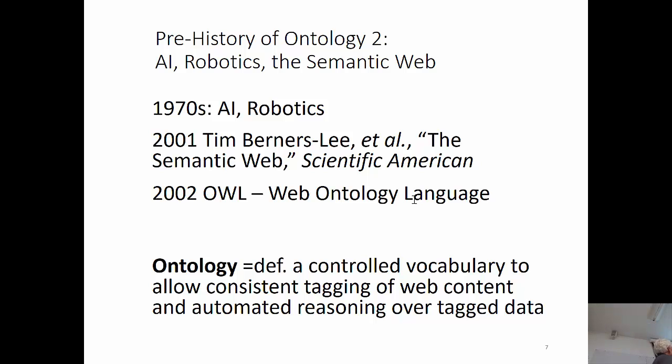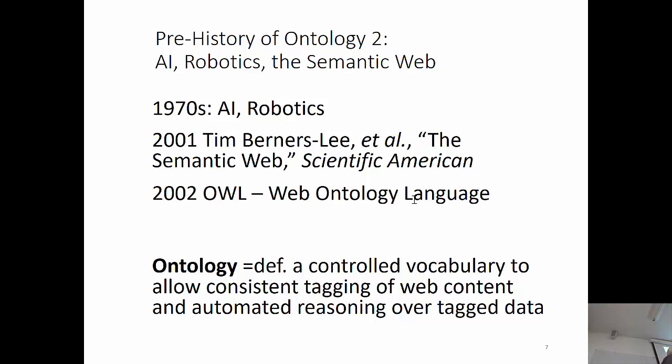Now, there was a big gap between Aristotle and the 20th century. Various ontologically important things happened during that gap. But the first important things which happened, which are relevant to our subject matter today, happened in round about the 1970s, when the word ontology began to be used by computer people working on AI and on robotics. And in 2001, Tim Berners-Lee and some of his colleagues published a paper in Scientific American in which they unveiled the project of a web ontology language called OWL.